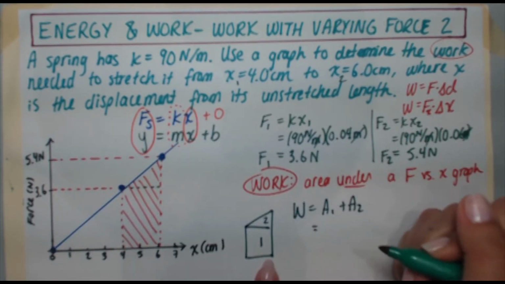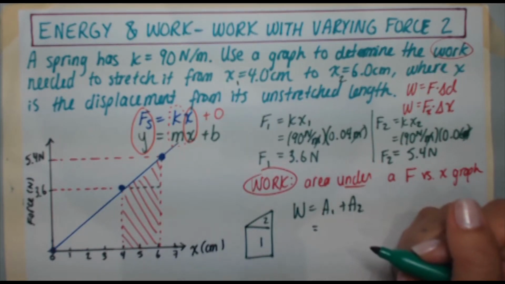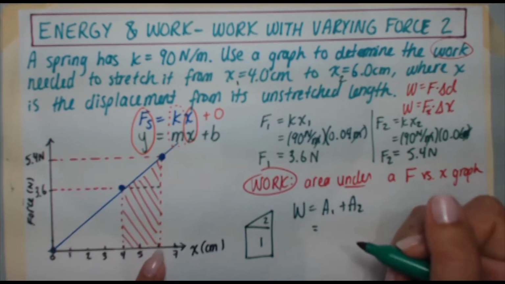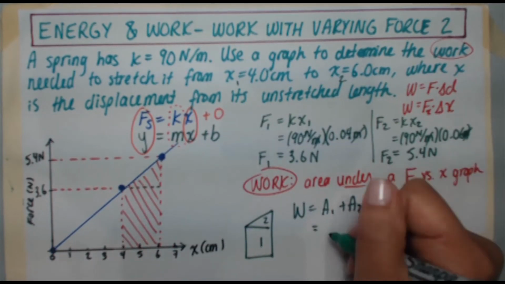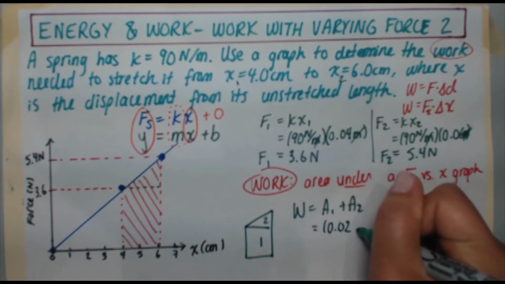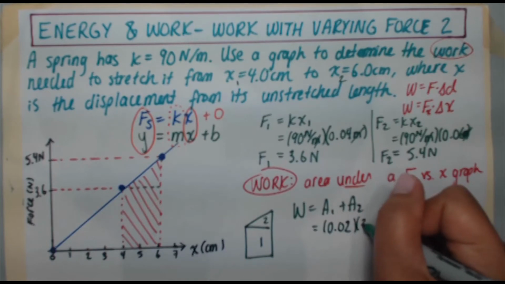Okay, so the area of 1, it's a rectangle, right? So it's going to be base times height. Be careful, again, the graph is in centimeters. If you actually made your graph in meters, that's a really good idea. So go ahead and do that. Otherwise, make sure you plug that in. The base of that is 2 centimeters or 0.02 meters. Okay. The height of this rectangle is 3.6.